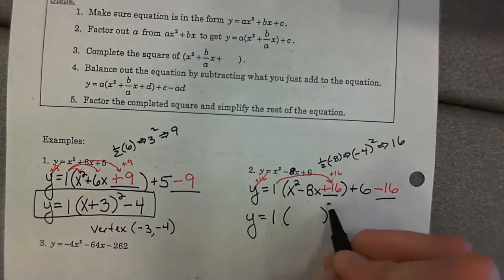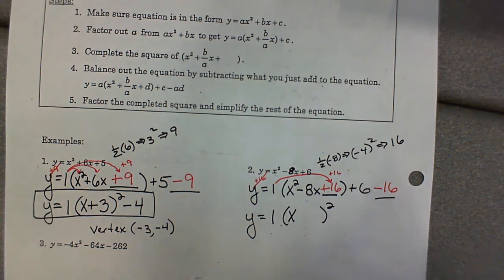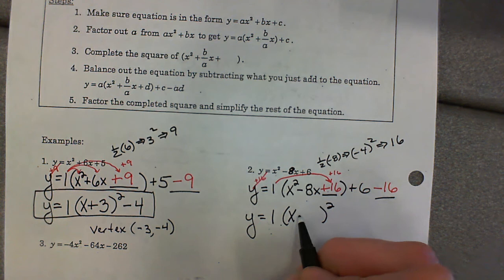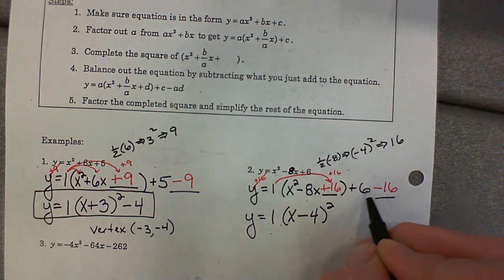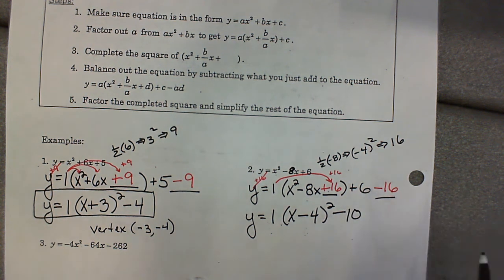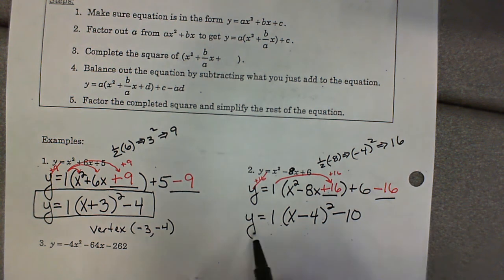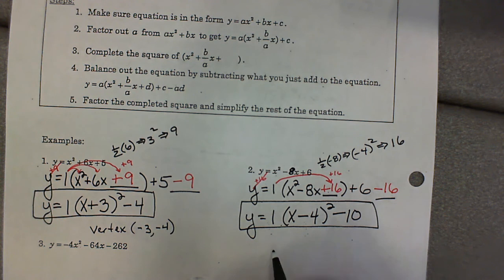Now our trinomial should factor nicely into a binomial squared, so this times itself should get you x squared, so that's x. Since your middle term is negative, this is going to be minus. What times itself gets you 16? That's 4. And then on the outside, positive 6 minus 16, that's -10. Okay. So now this is in vertex form. Here's your a, your h, and your k. So if you wanted to know your vertex, what is your vertex? It's positive 4, the opposite of the x, and -10.